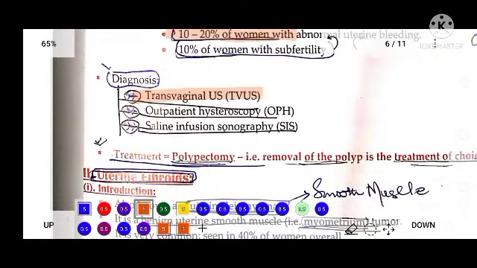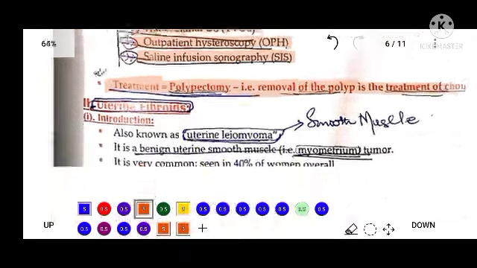For diagnosis, transvaginal ultrasound should be performed. Outpatient hysteroscopy with saline infusion sonography is performed. Treatment for endometrial polyp is polypectomy. Removing the polyp is the treatment of choice.